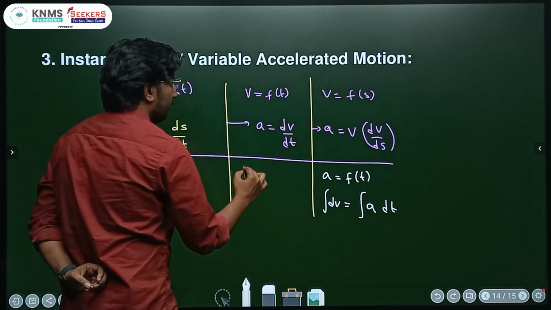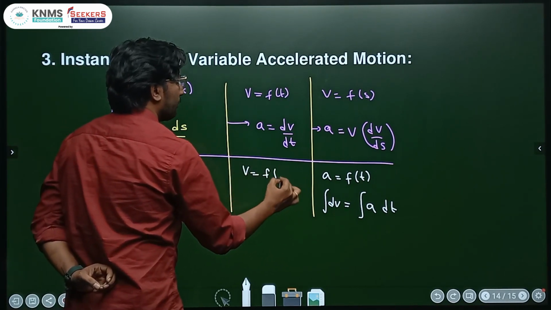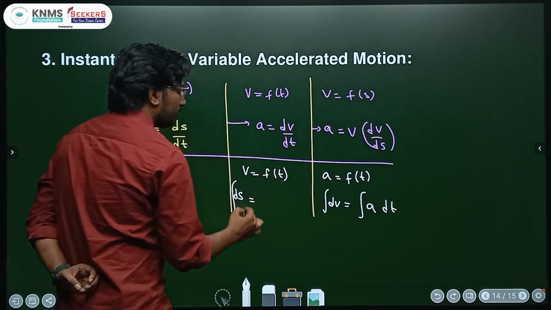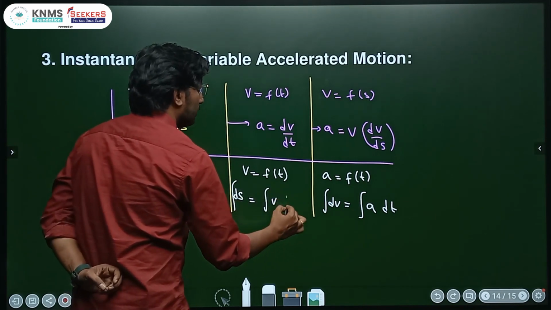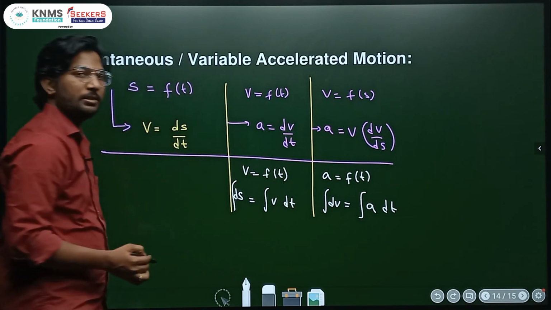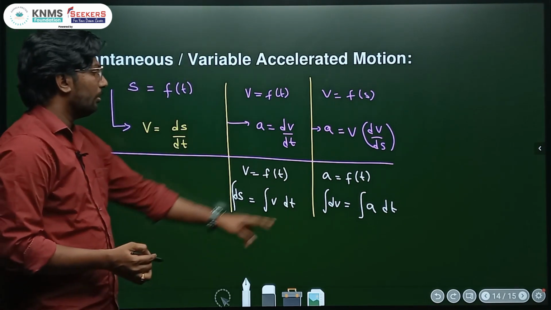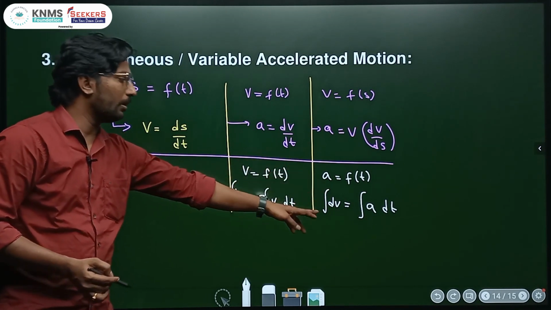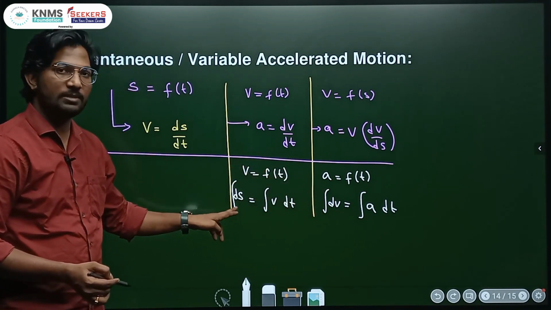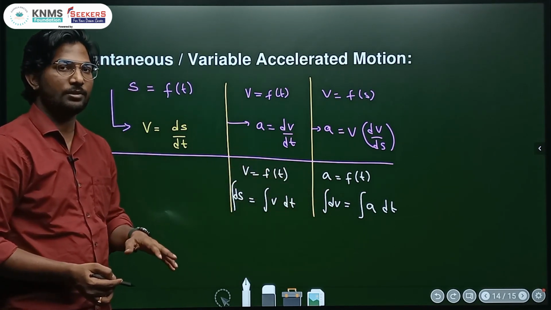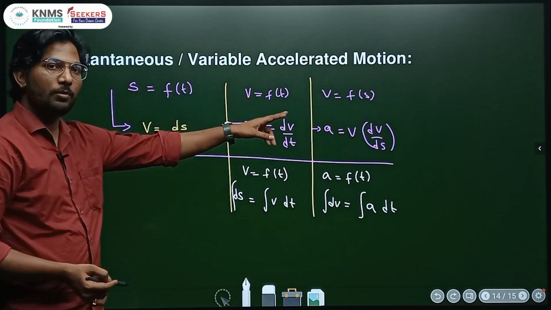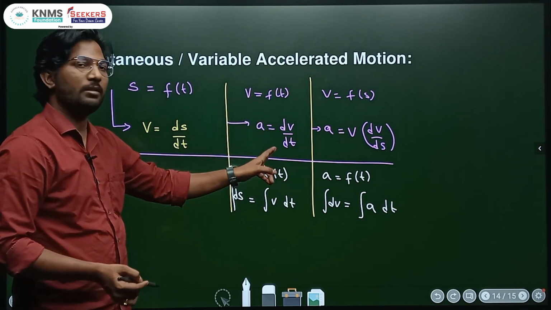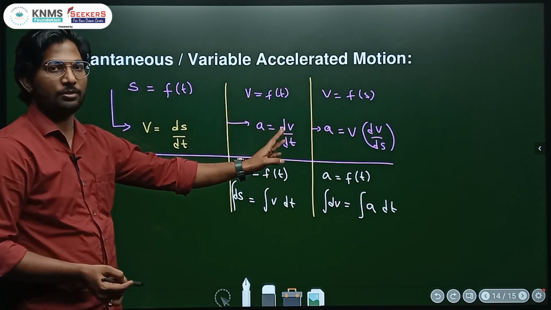In the reverse, if velocity is given as a function of time and displacement is being asked, then to get the displacement, you'll integrate the velocity with respect to time. So if you are going in the reverse order, acceleration is given and velocity is asked, or velocity is given and displacement is asked, you will use integrations. If you are going in the forward order, displacement is given and velocity is asked, or velocity is given and acceleration is asked, you will go in differentiation order.